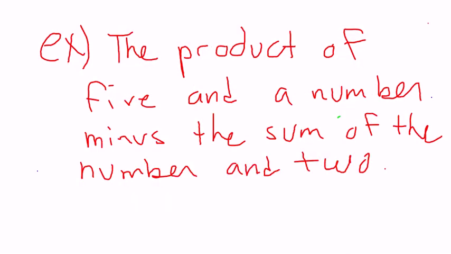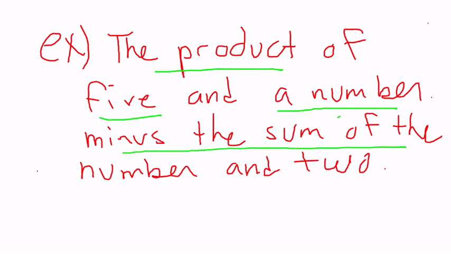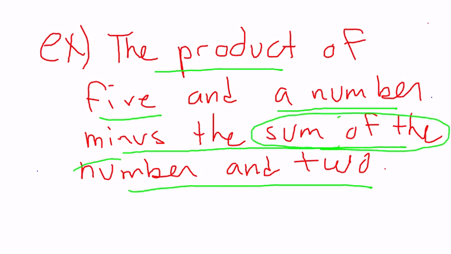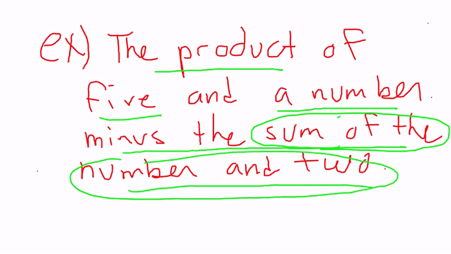This time we have the product, which is a keyword for multiply. So the product of 5 and a number minus the sum of the number and 2. Sometimes I work backwards. How do you say the sum of the number and 2? Let's just start with that. Sum of the number and 2, that's definitely x plus 2.